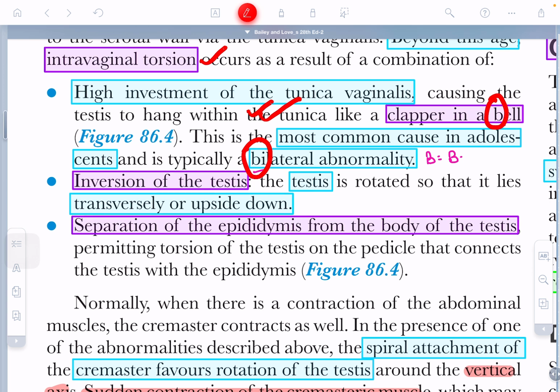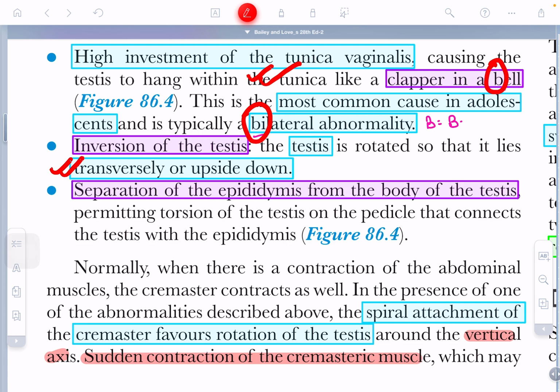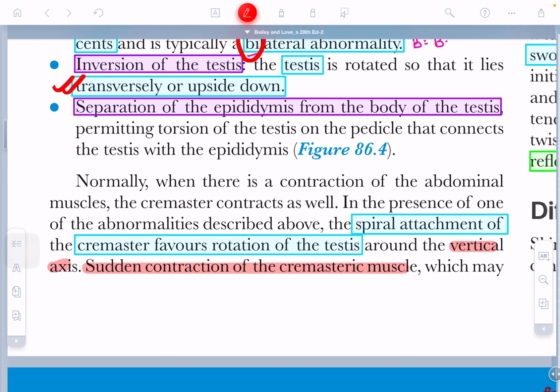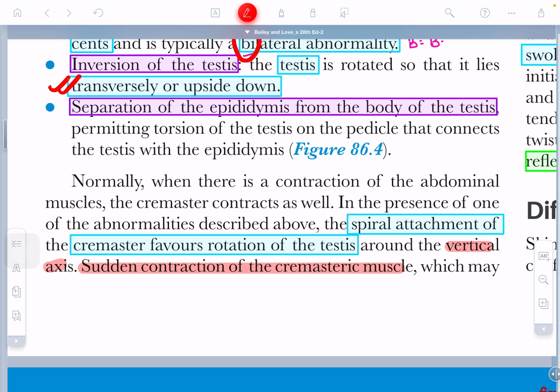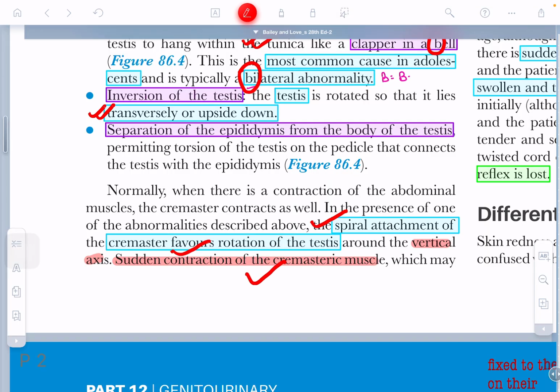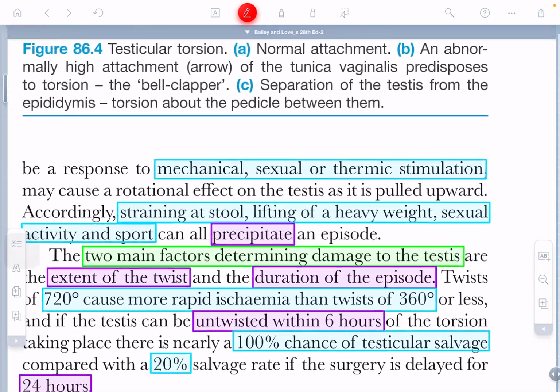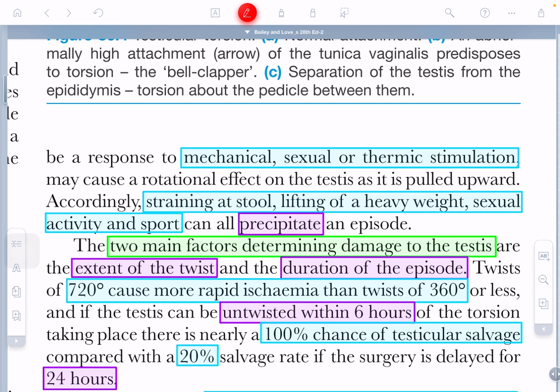In inversion of the testis, the testis is rotated transversely or upside down. And the third one is separation of the epididymis from the body of the testis. Now the role of cremaster in testicular torsion: the spiral attachment of the cremaster favors the rotation of the testis. Sudden contraction of the cremasteric muscle during mechanical, sexual, or thermic stimulation may lead to torsion. In mechanical, straining at stool, lifting a heavy object, sexual activity, and sports can precipitate this condition.